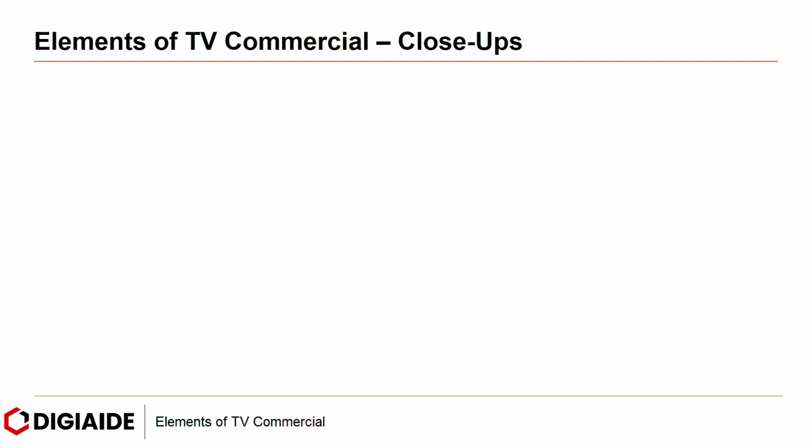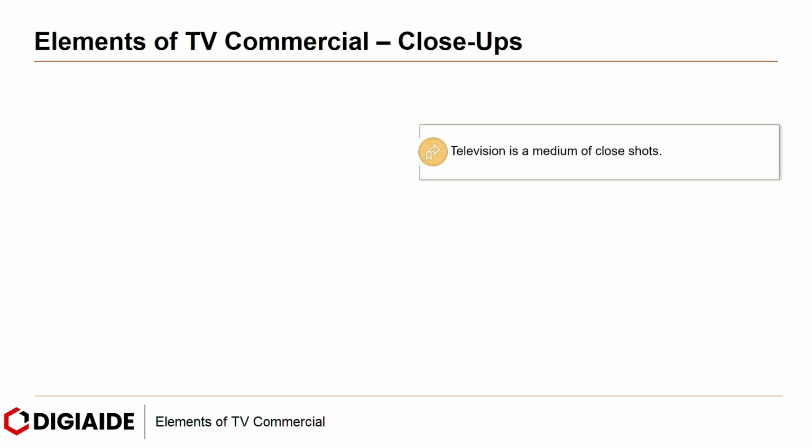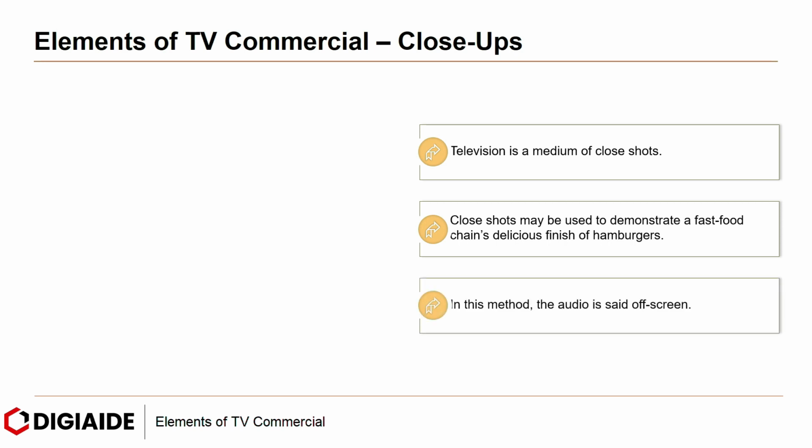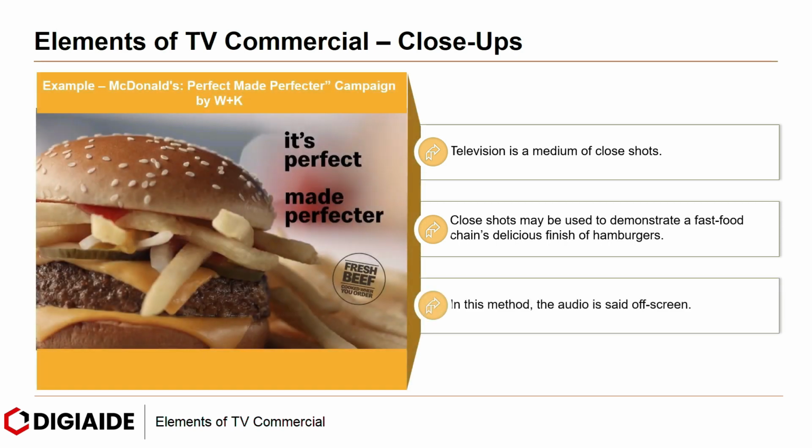Moving on, close-ups. Television is a medium of close shots. Close shots may be used to demonstrate a fast food chain's delicious finish of hamburgers. In this method, the audio is said off-screen. Example, McDonald's Perfect Made Perfecter campaign by Whedon plus Kennedy. The ad campaign involves taking close shots of the Quarter Pounder.